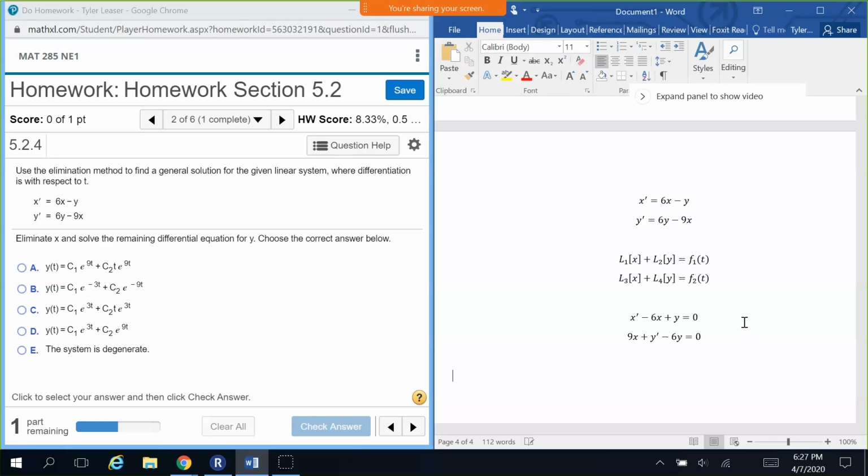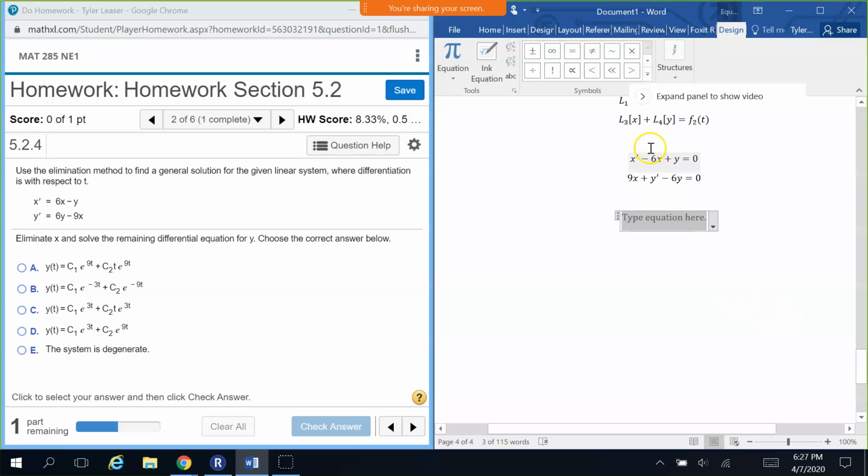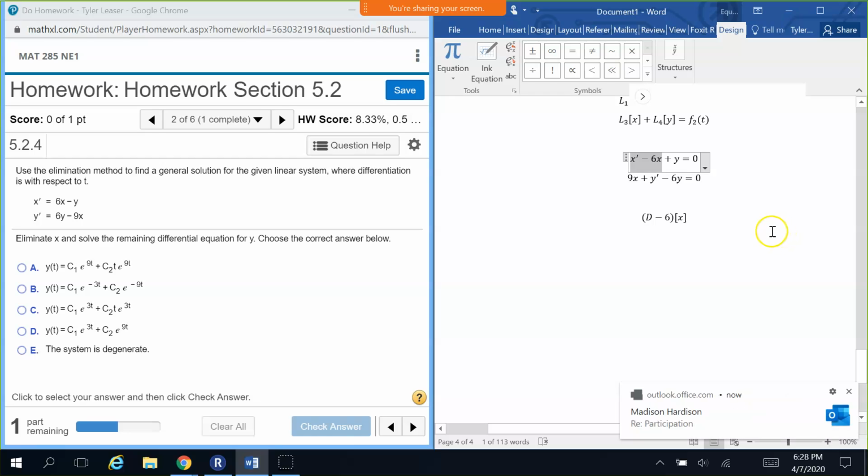Now we could use that differential operator. For this first equation, just looking at the x's, I'm going to have a derivative of x, so that's going to be a D. And then factoring that x out, we're going to have a minus 6, and it's going to be that operator acting on x. D minus 6 acting on x is the same thing as these first two terms together. Does that make sense? Like you're distributing it into there.